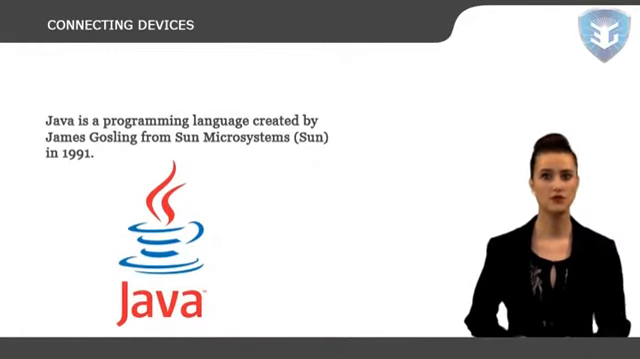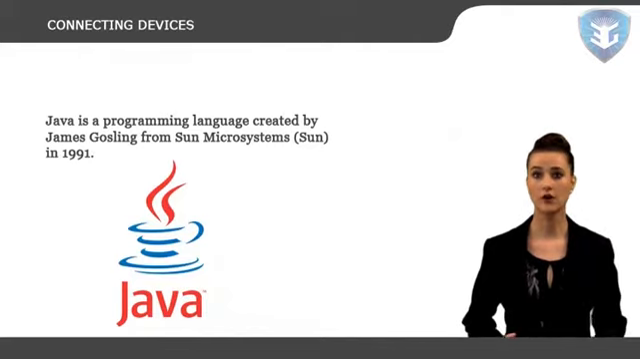Let's start with a brief introduction to Java Language Basics. Java is a programming language created by James Gosling from Sun Microsystems, Sun, in 1991. The first publicly available version of Java, that is Java 1.0, was released in 1995. Sun Microsystems was acquired by the Oracle Corporation in 2010. Oracle now has the stewardship for Java.